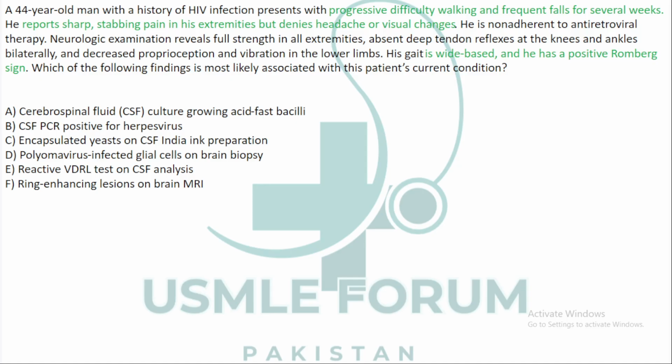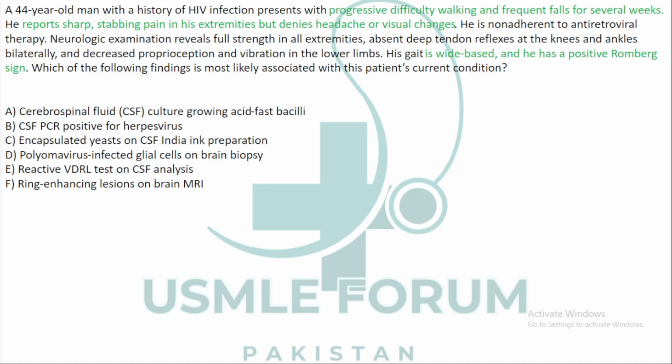Next, what are the neurological symptoms? Motor strength is normal. Reflexes are absent in knees and ankles, not good. Vibration and proprioception are decreased in the lower limb. And positive Romberg sign, wide base gait. Now ask yourself, what's the theme here? This is the triad of loss of proprioception, ataxia, and sharp stabbing pain. What else do you need to know?